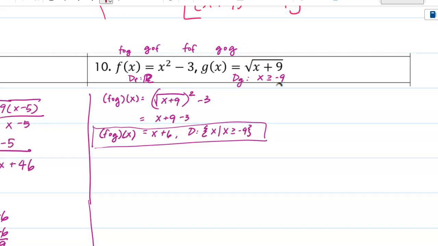And then g of f of x. Let's open up x plus 9. I'm going to put x squared minus 3 plus 9. And that's going to give me x squared plus 6. That's as far as we can take that.